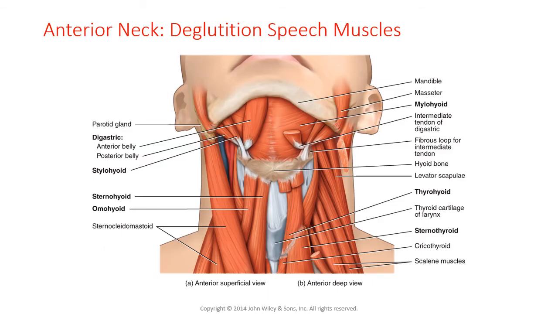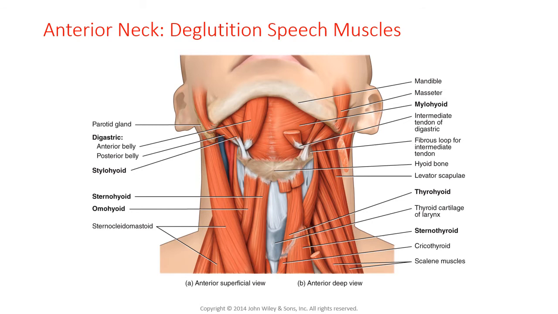Okay, here we're going to be looking at the anterior neck. So these are what's called the deglutition muscles, also help aid in speech. So deglutition is going to be the act of swallowing. So we partition these into both the superior or suprahyoid muscles and the infra or infrahyoid muscles by virtue of looking at the hyoid bone itself.